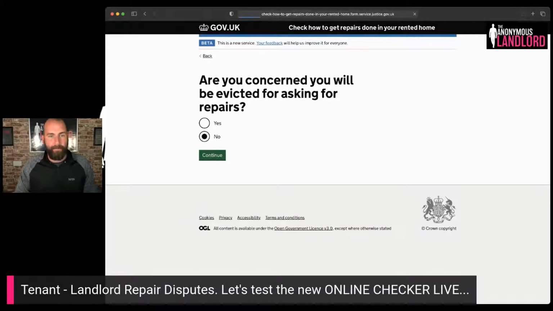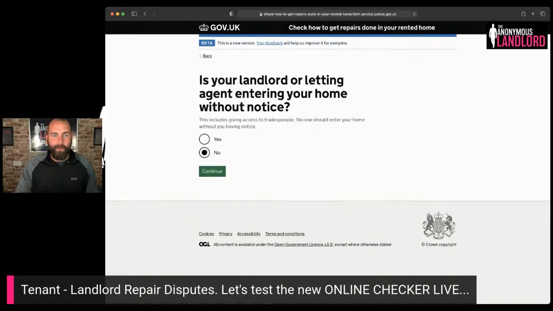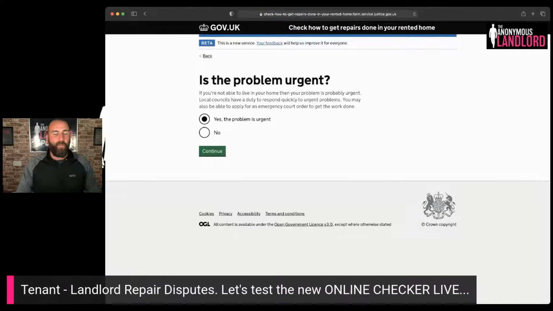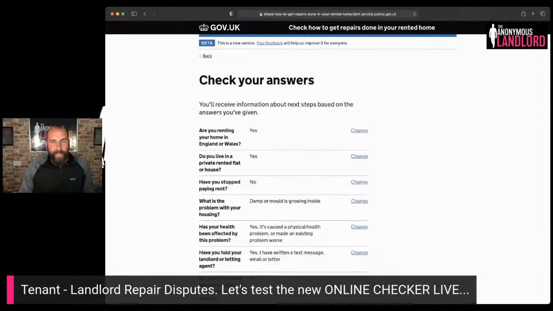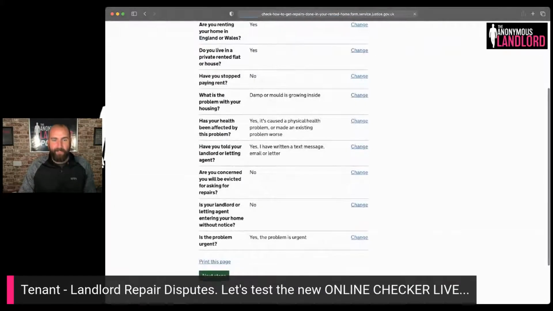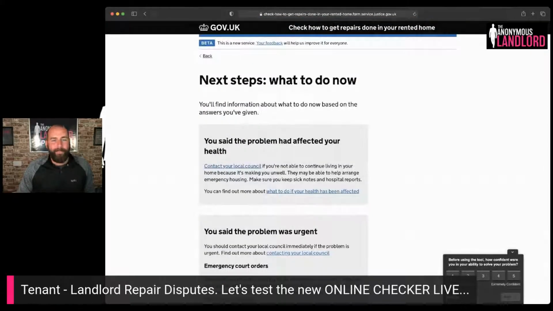Are you concerned you will be evicted for asking for repairs? Let's go with no. Is your landlord or letting agent entering your home without notice? Let's just go with no. Is the problem urgent? Well, look, in the tenant's eyes, it's always going to be urgent, isn't it? So definitely yes. Now, what do they say? Check your answers. My answers have been checked.